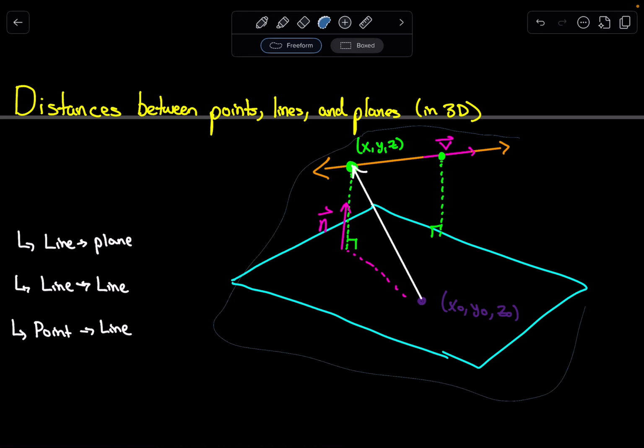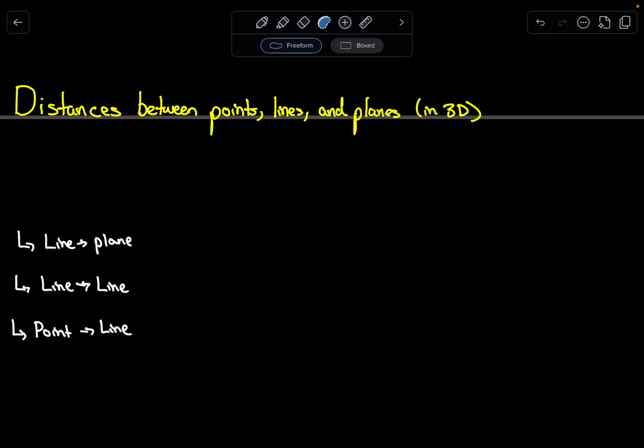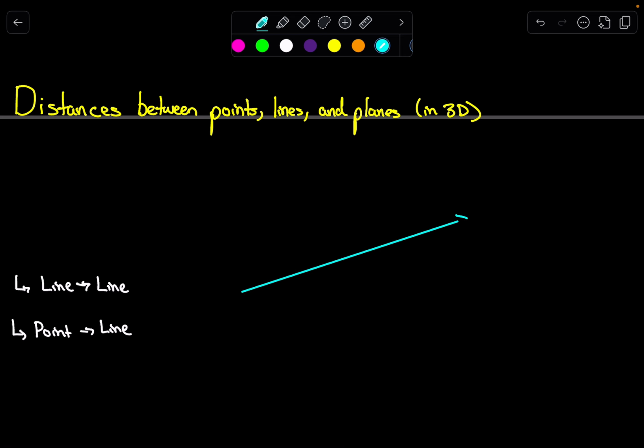So let's select all this. Let's get rid of it. Cut. We'll get this. All right, line to a line. Now, this one's a little bit trickier. Why is this one trickier? Well, because the odds of a line intersecting another line is not very big, right?